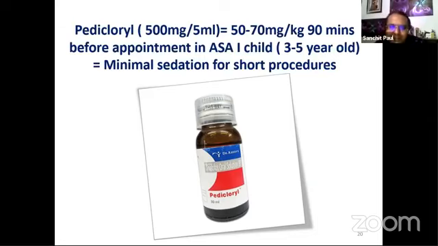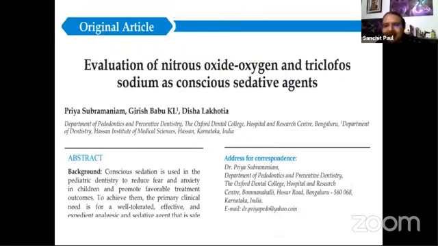It comes in a packet dosing of 500 milligram per 5 ml, and the prescribed pediatric dosing is 50 to 70 milligram per kg, 60 to 90 minutes before the appointment, and preferably in an ASA1 child. When we say ASA1, there is no medical comorbidity or anything which might require more intensive monitoring. So this is fairly okay, but in our experience, it has its own limitations, because the moment the child is a little big enough to resist, it doesn't work the same way.